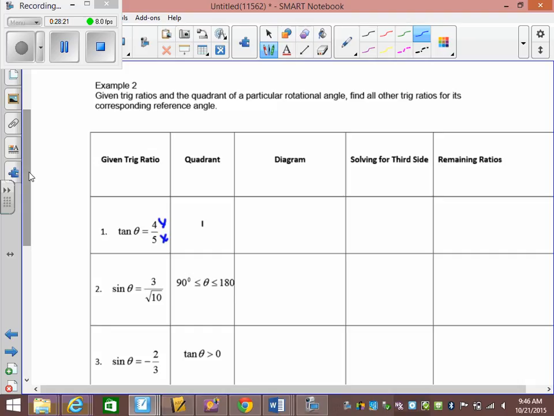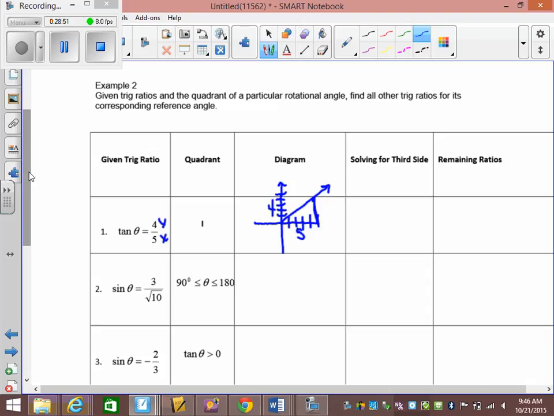So it's in quadrant 1, so we're going to draw it. It's the first thing we're always going to do. We're going to draw it. It's at 4 and 5. So 5 along the x, 4 along the y. Draw my arm through it just like I did before. Draw it down. So my x is 5, my y is 4, and I'm going to solve for the third side.